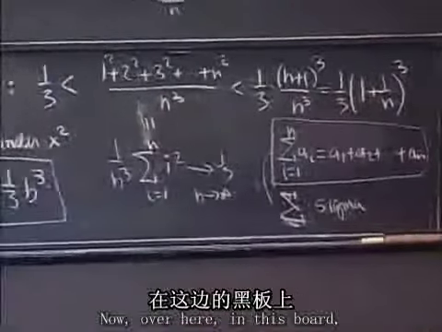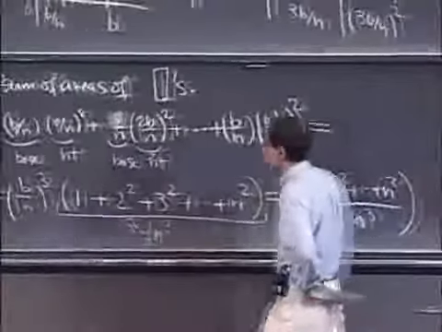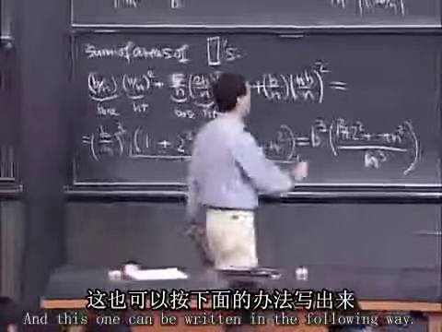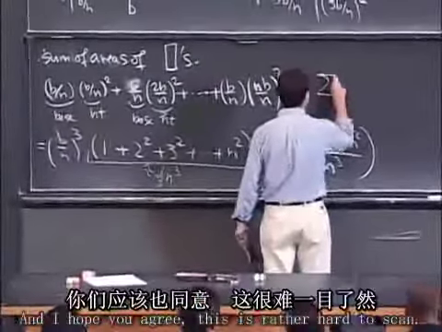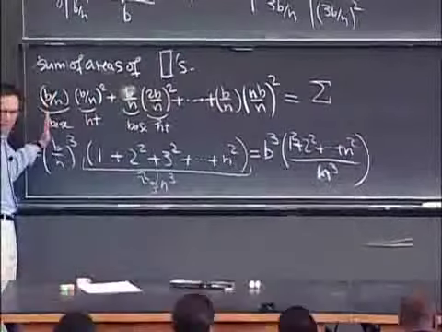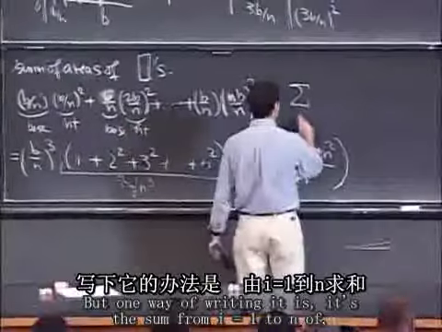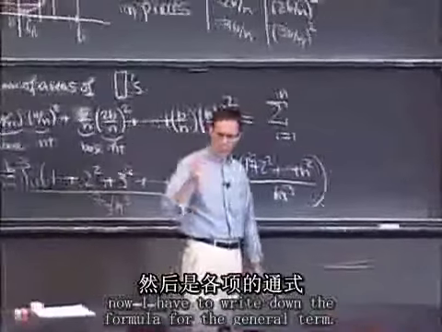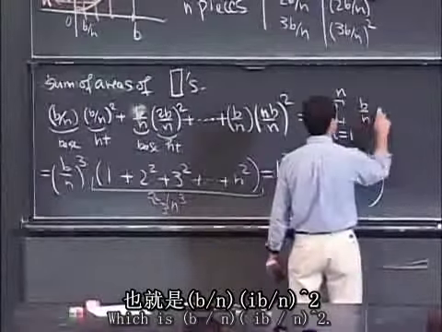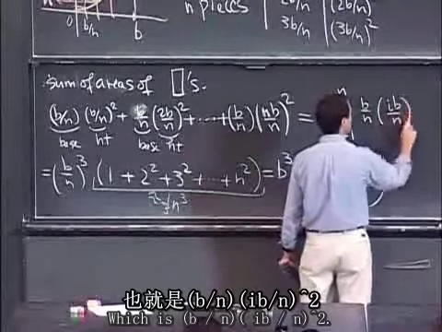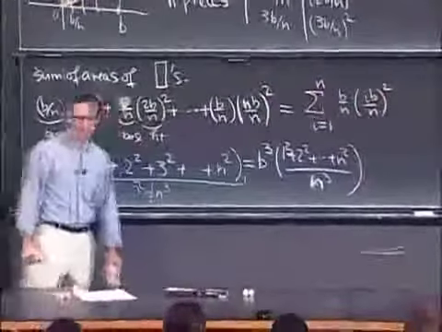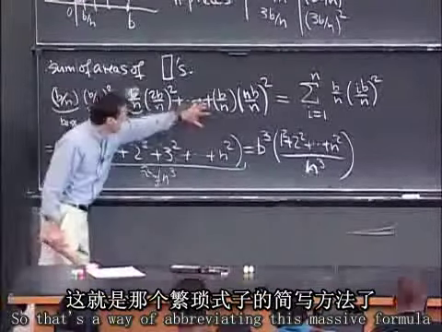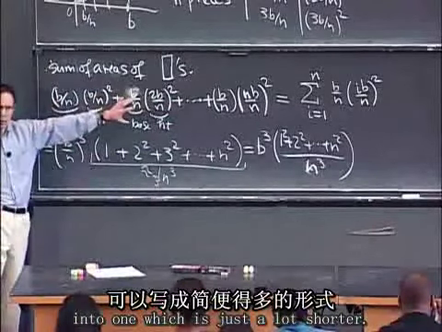Now, over here, on this board, we also had one of these extremely long sums. And this one can be written in the following way, and I hope you agree, this is rather hard to scan. But one way of writing it is the sum from i equals 1 to n of, now I have to write down the formula for the general term, which is b over n times (i b over n) squared. So that's a way of abbreviating this massive formula into one which is just a lot shorter.